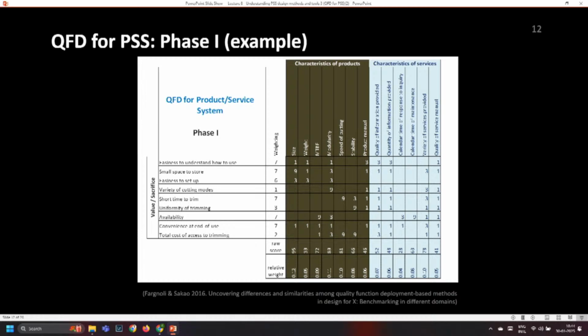Calendar time of maintenance, variety of services provided. This belongs to the customizability service design parameter class. No? Quality of service manual. Do the characteristics make sense?